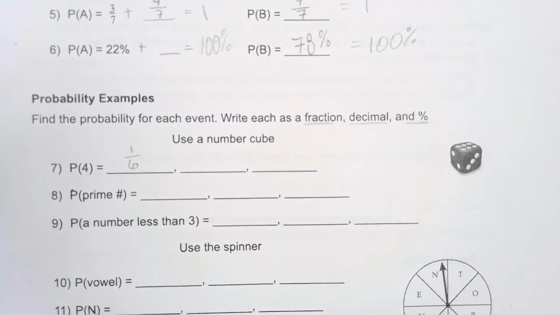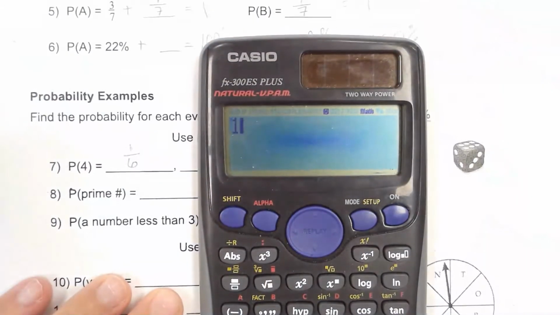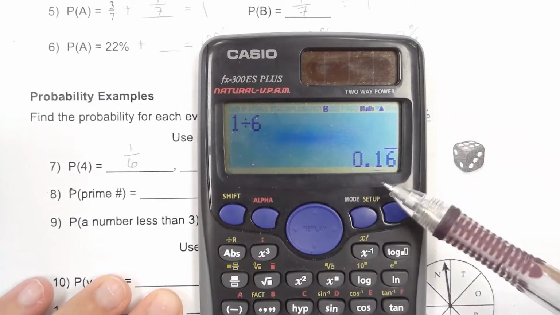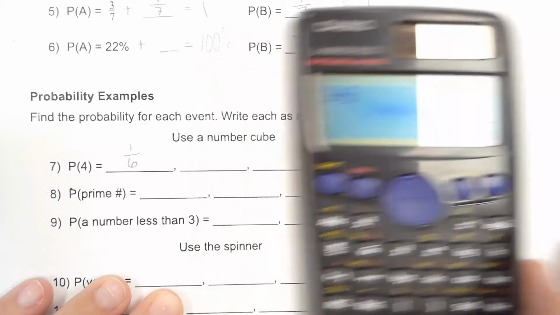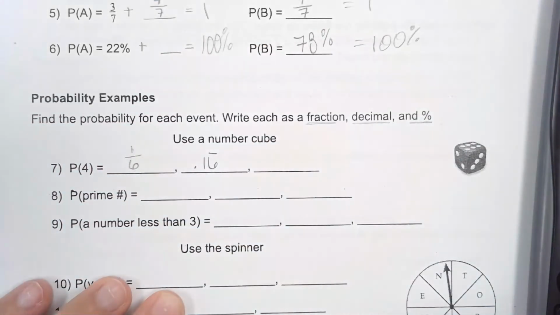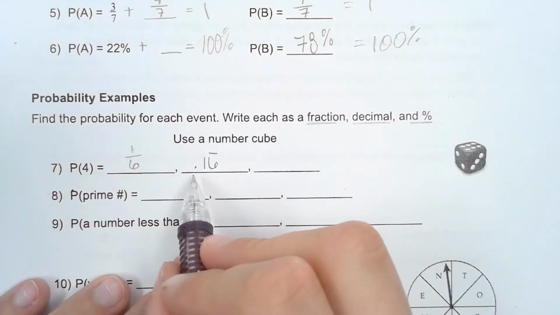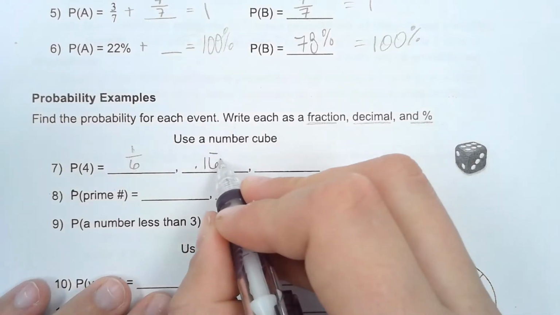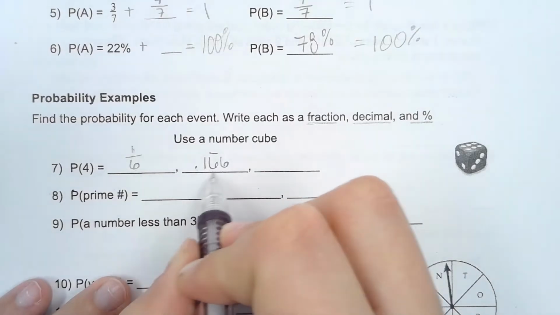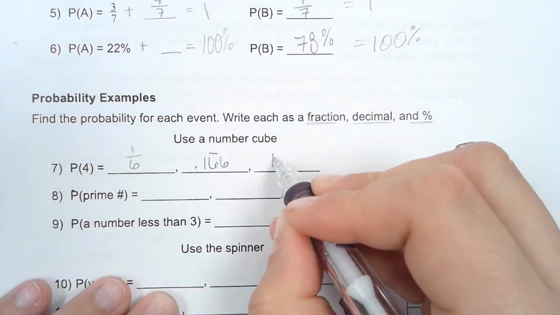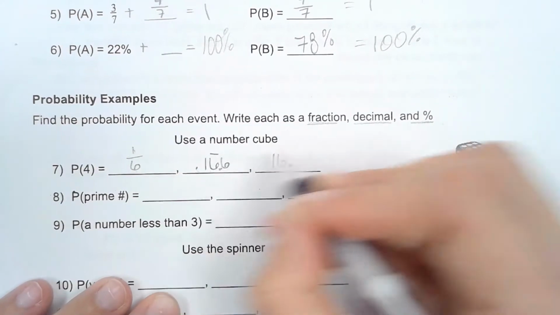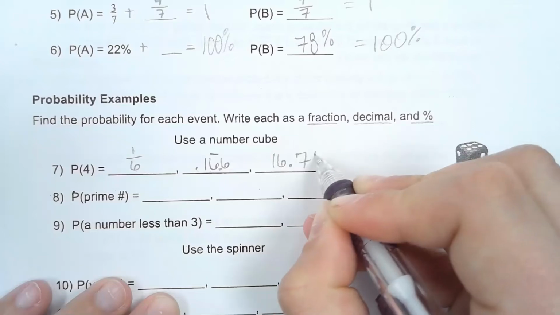Now we need to change it to a decimal. If you guys remember, to change fractions to decimals, all that we do is divide. So 1/6, or 1 divided by 6, is 0.16 repeating. And then to change a decimal into a percent, you just move it 2 places to the right. So if I add on another number 6 here to help us out and move it 2 places to the right, this would be equivalent to 16.6, or if you want to round it to 16.7, that is completely fine too.